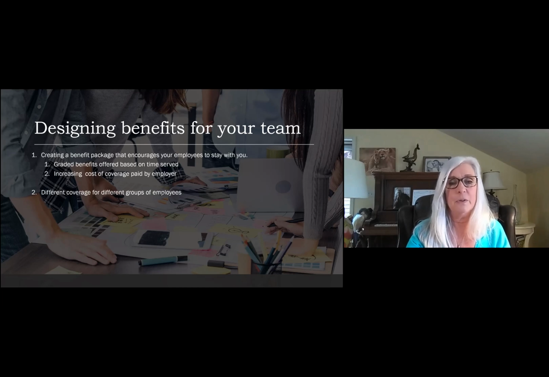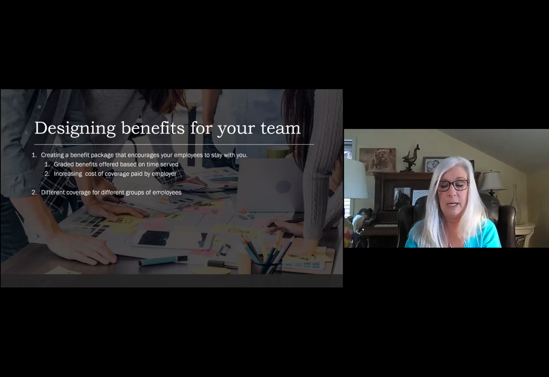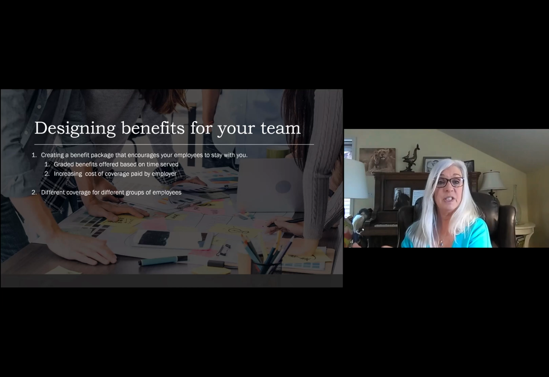As I said, the different coverages for different groups of employees. You could have hourly have a benefit at 75% and salaried have a benefit of 100% of coverage, or you can have salaried with so many years of service at 1%, salary with another year of service at a different percentage, and then hourly at another percentage. So you can be creative that way.